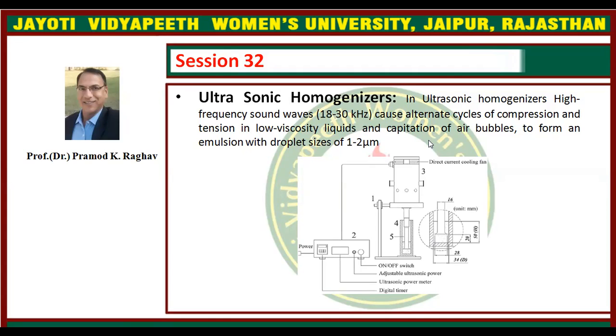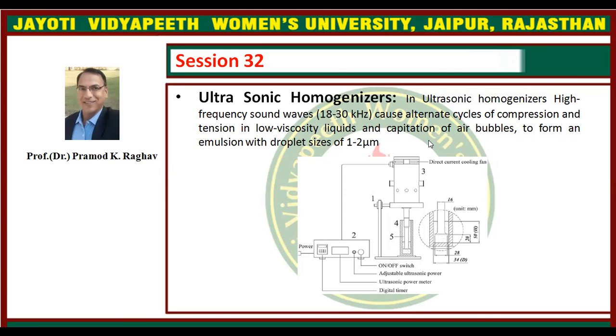You can see in this diagram that there is an ultrasonic wave generator, an on-off switch, and the ultrasonic power can be adjusted. There's a power meter also, a digital timer for how long you have to apply it, and a direct current cooling fan. You can see very well on this diagram how the ultrasonic homogenizers look.